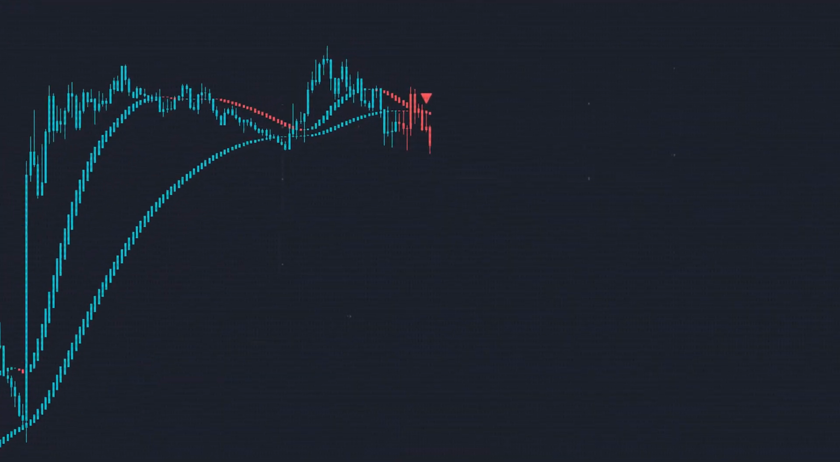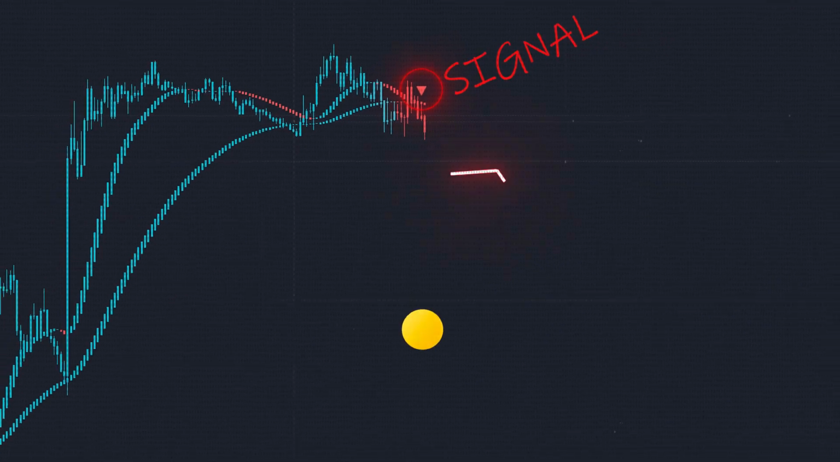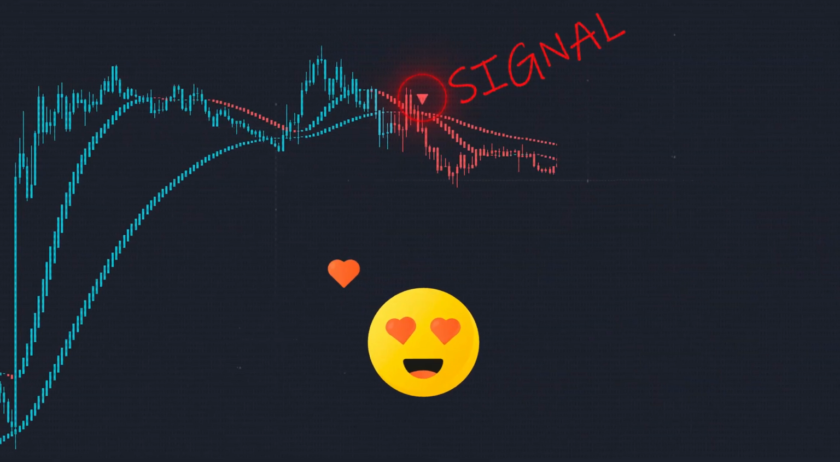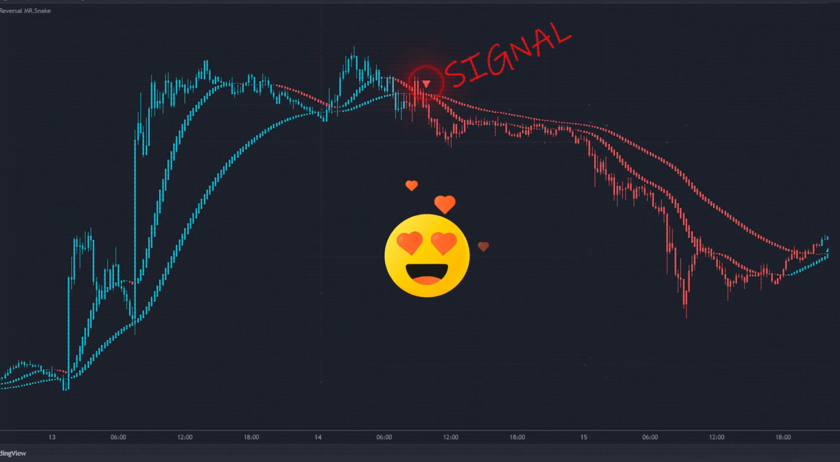When the indicator identifies a possible trend reversal, it generates a signal indicating the direction in which the trend change is expected to occur. This signal gives us the opportunity to enter a trade at the right time.